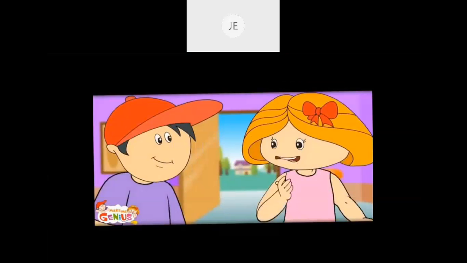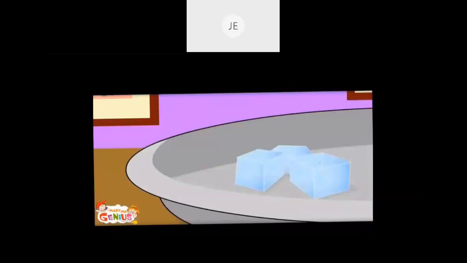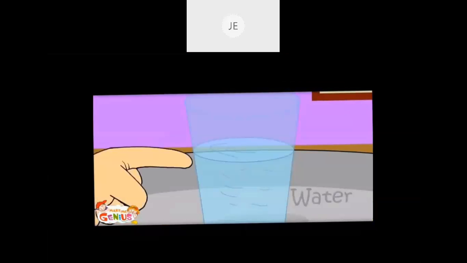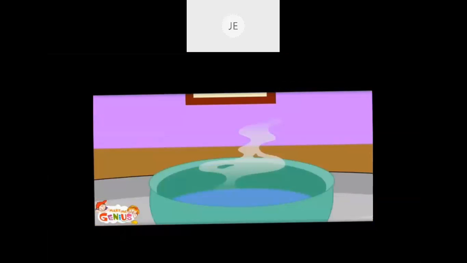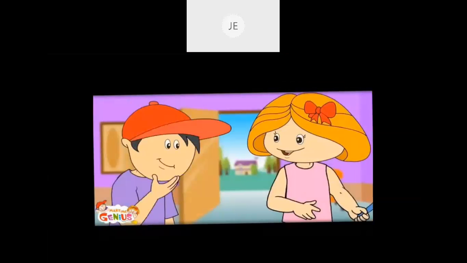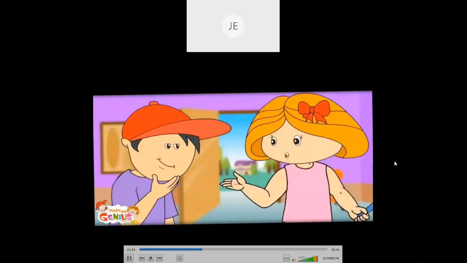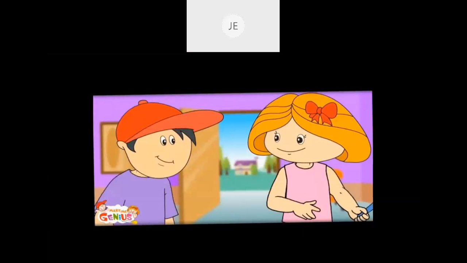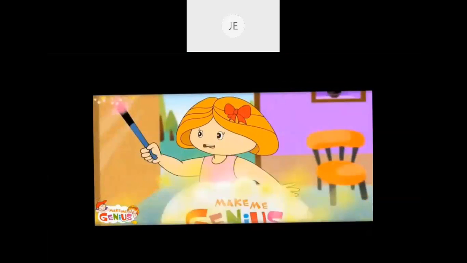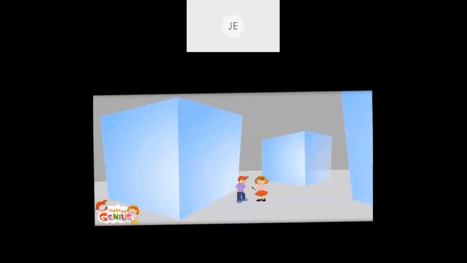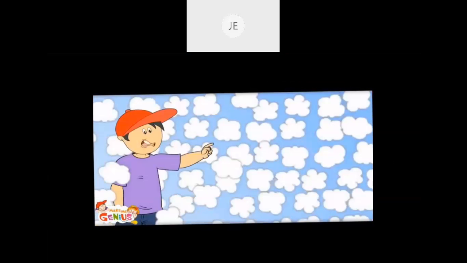See, here are three forms of water. Can you tell? Yes, this is solid. Oh, this is liquid. And this is gas. Do you want to see the difference among solid, liquid, and gas? Yes, yes. But how? Let's become very small and see these things from inside. Let's first enter the solid.